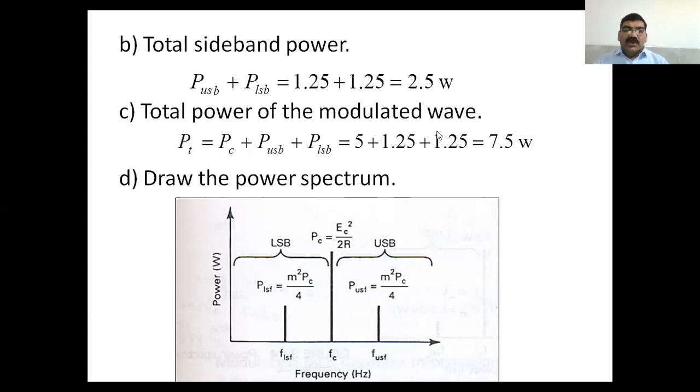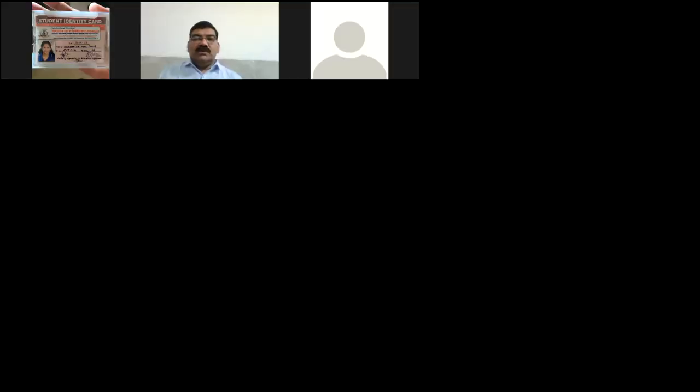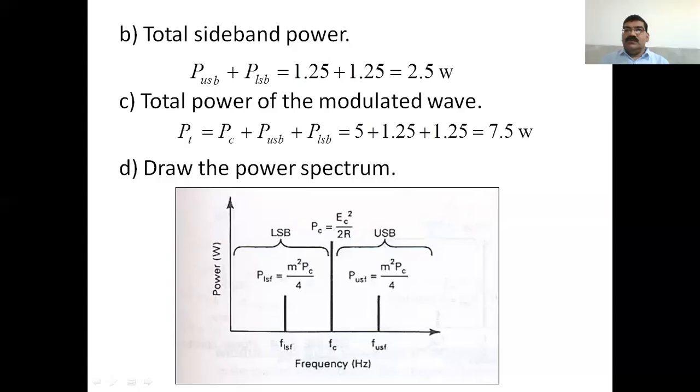So is there any doubt in this? I think it is very simple and nothing is great in this. Okay, so this is very simple, and we have calculated all these parameters.